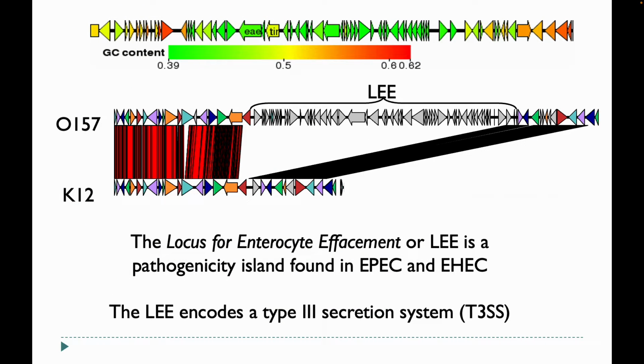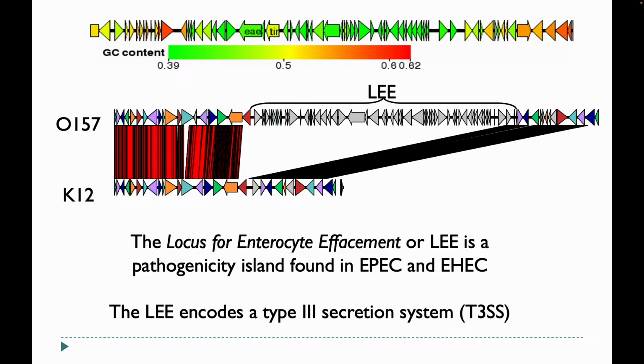So here's an example. This is a locus called the locus for enterocyte effacement, or LEE, which is a pathogenicity island found in enteropathogenic and enterohemorrhagic E. coli. It encodes a type 3 secretion system, which is a kind of molecular syringe that the bacteria use to inject proteins into eukaryotic cells. And you can see on this graphic two important features. When we colour the GC content, it drops quite dramatically as you go through this island, and the genes flanking it have a different GC content.